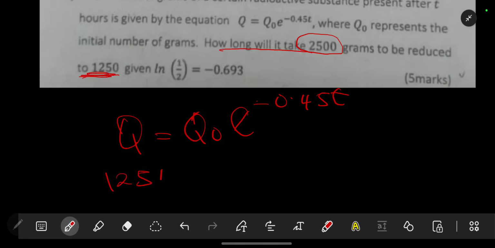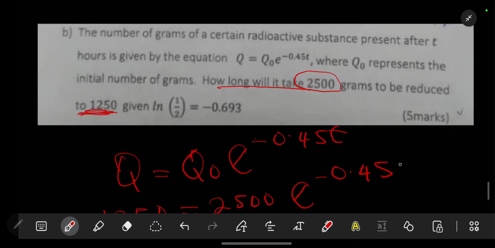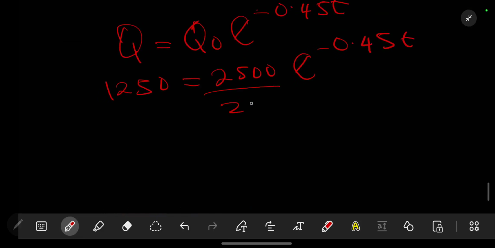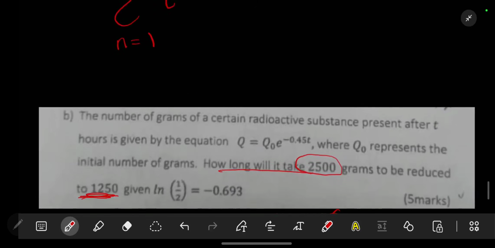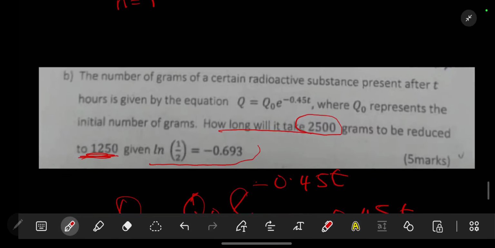So we have 1050 should be equal to 2500, then we have e to the power negative 0.45 t, like that. We divide by 2500. This divided by this is 1 over 2, should be equal to e to the power of negative 0.45 t, because this divided by this is just 1 over 2. So they like questions where you simplify to 1 over 2 mostly. They have given you that the ln of half is this.